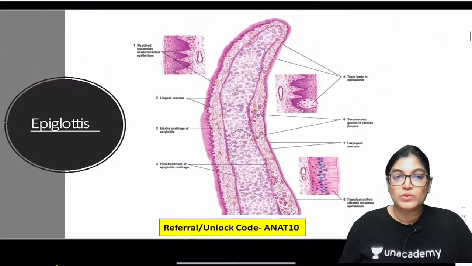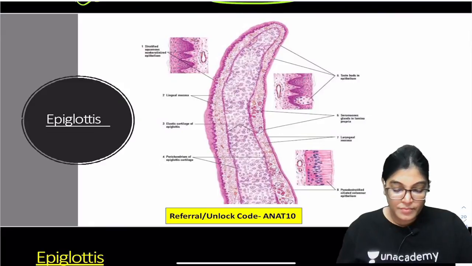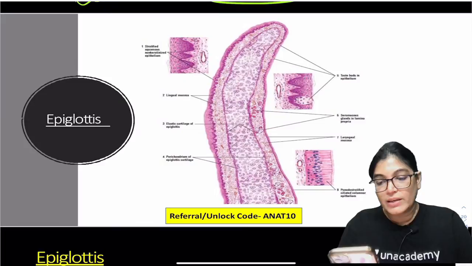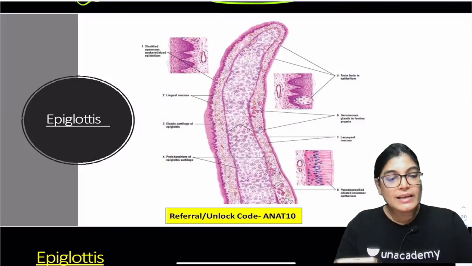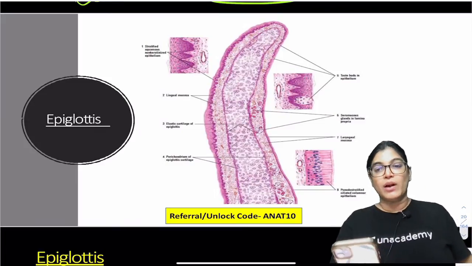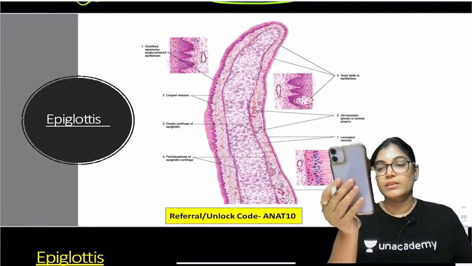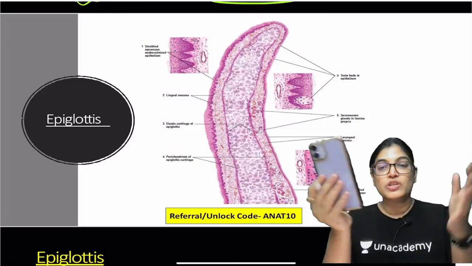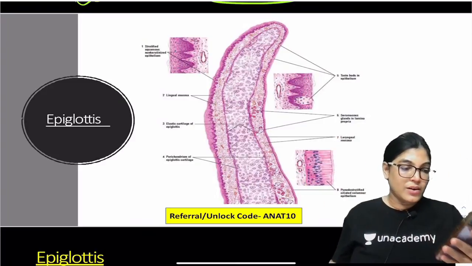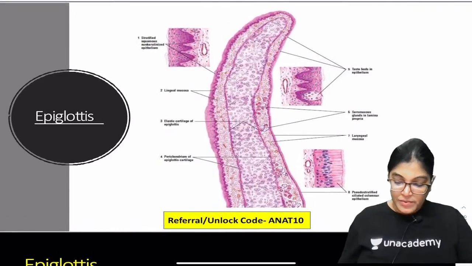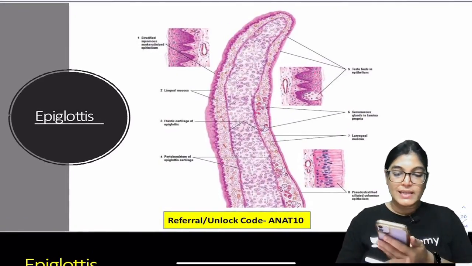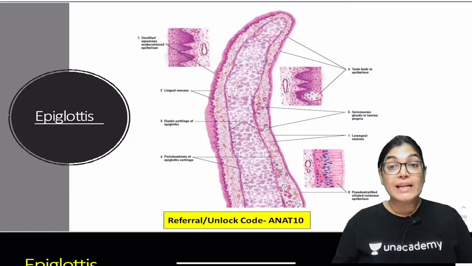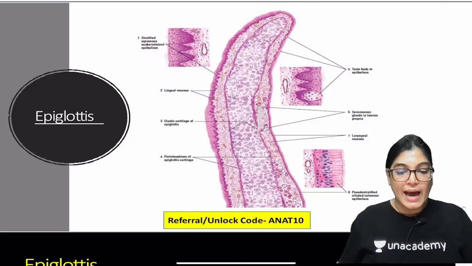Now let's move on to the epiglottis. Next is epiglottis. So we will discuss the epiglottis. What is epiglottis? Any idea, those who are listening, can anybody tell me what exactly is epiglottis? Next I am discussing the histology of epiglottis. Welcome Sri Rangaraj. Epiglottis is one of the cartilages of the larynx.